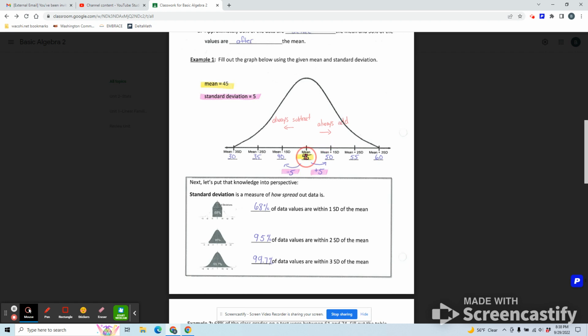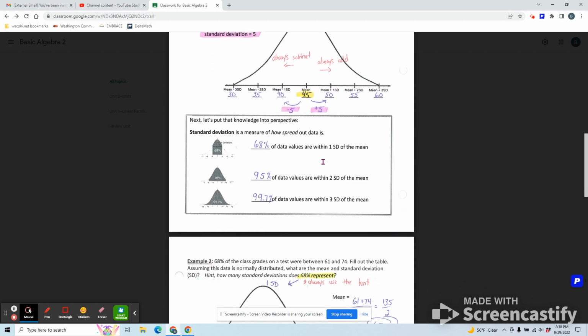The mean is the average number. I'm telling you that number. You're figuring it out. And then plus 1 standard deviation, plus 1 SD. So now let's put this into perspective. The standard deviation is the measure of how spread out the data is. Within 1 standard deviation is 68% of the data. Within 2 standard deviations is 95% of the data. And that's crazy to think that 95% of the data falls within 2 standard deviations of the mean. It's crazy. And then the last one is 3 standard deviations.